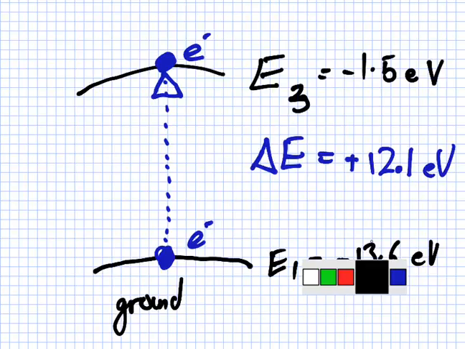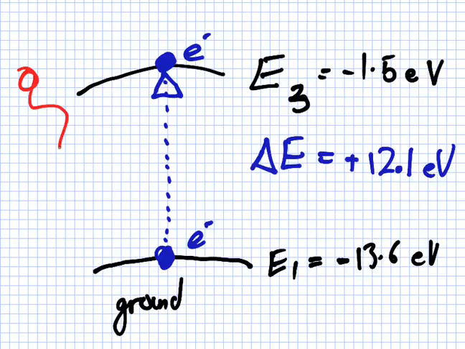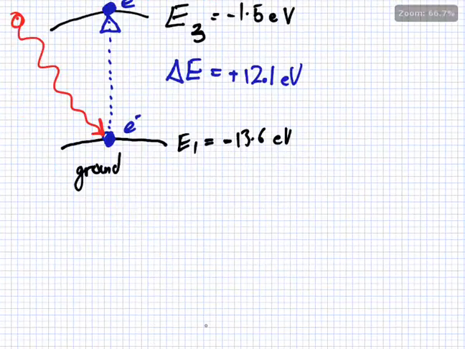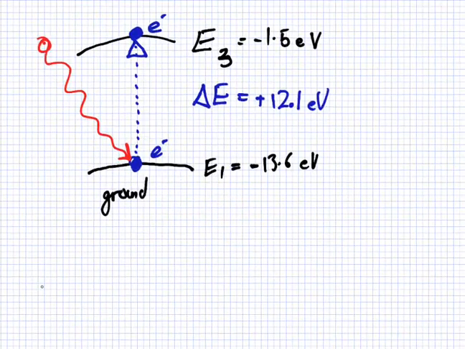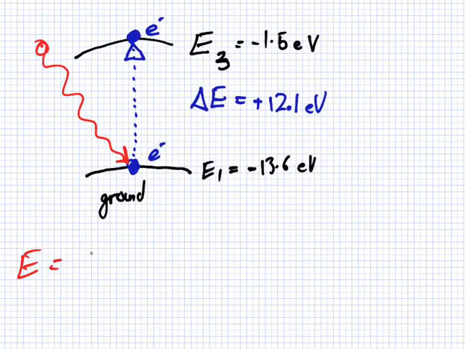Now, where could it get this energy from to help it move up a level? From a photon. So the reason this happened is because a photon came in, hit the electron, and sent the electron up. How much energy does this photon have? 12.1 electron volts. Can you convert to joules, please?